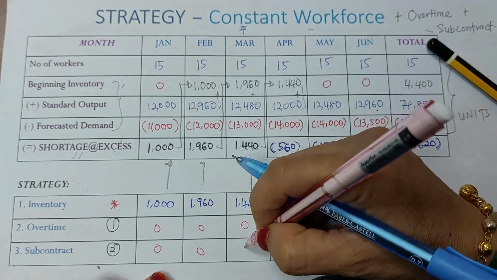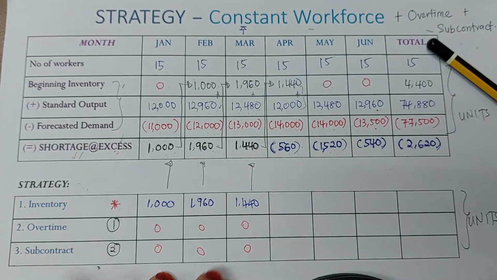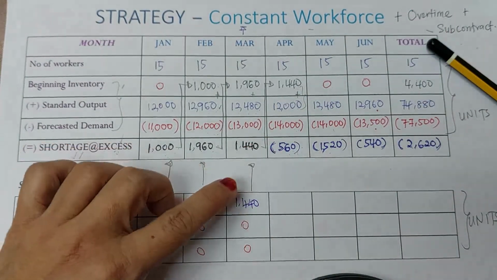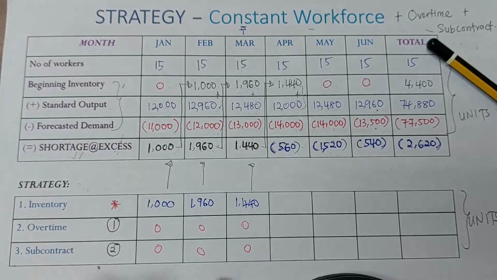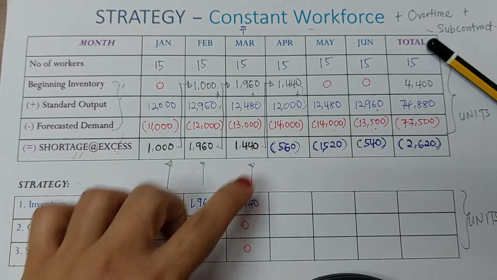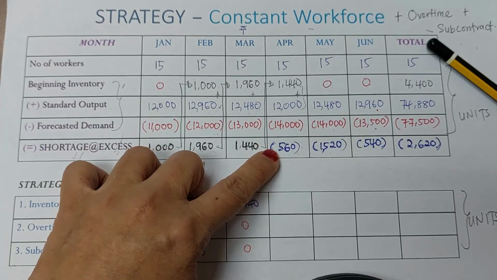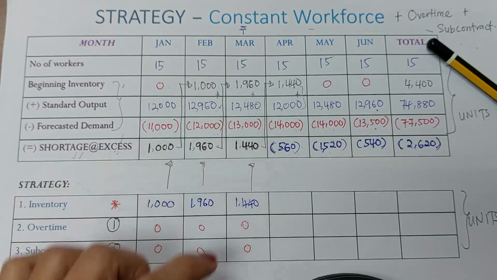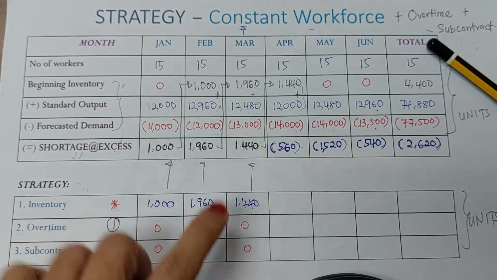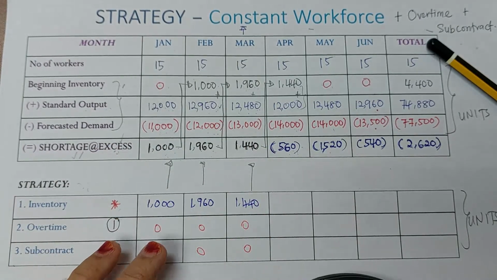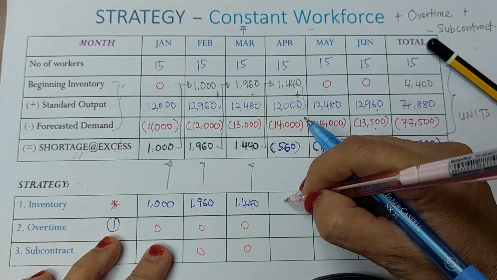Overtime and subcontract will also be 0. Okay, now let's look at April. April here is a bit different from other months because in April we have a shortage. When we have a shortage, we cannot use the inventory. Inventory is only for excess. So inventory will be 0.